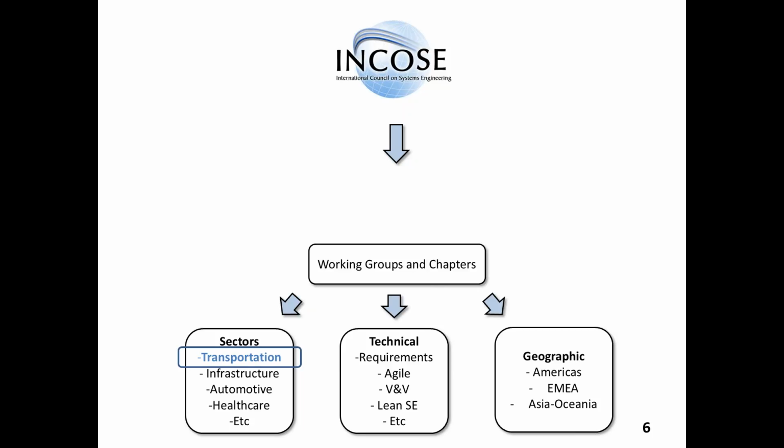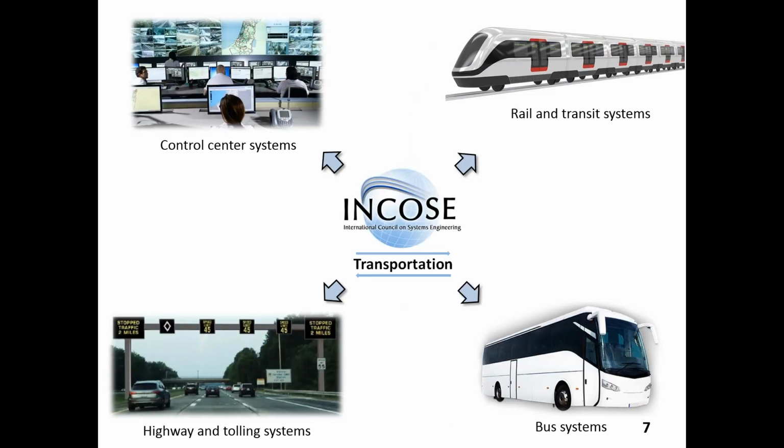So let's talk a little bit about the transportation working group. The transportation working group is dedicated to the advancement and promotion of ground transportation systems. Some of the areas we focus on, and this is by no means an exclusive list, but just to give you a sense, are control center systems, rail and transit systems, and highway. And we're not just interested in the technology systems, we're also interested in the systems around those things, such as procurement processes.